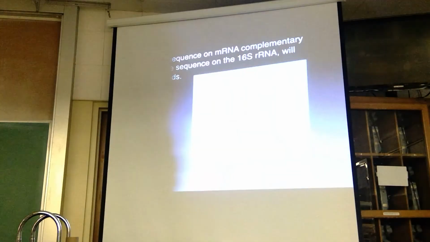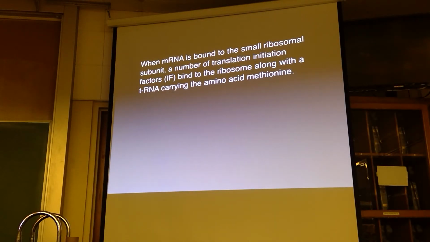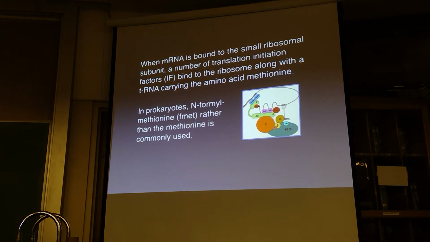Again, that's more detail than you need to know. Don't worry about Shine-Dalgarno sequences. But what kind of bonds? Hydrogen. Anytime you have bases coming together, that's hydrogen bonding. A with T or A with U, C with G.